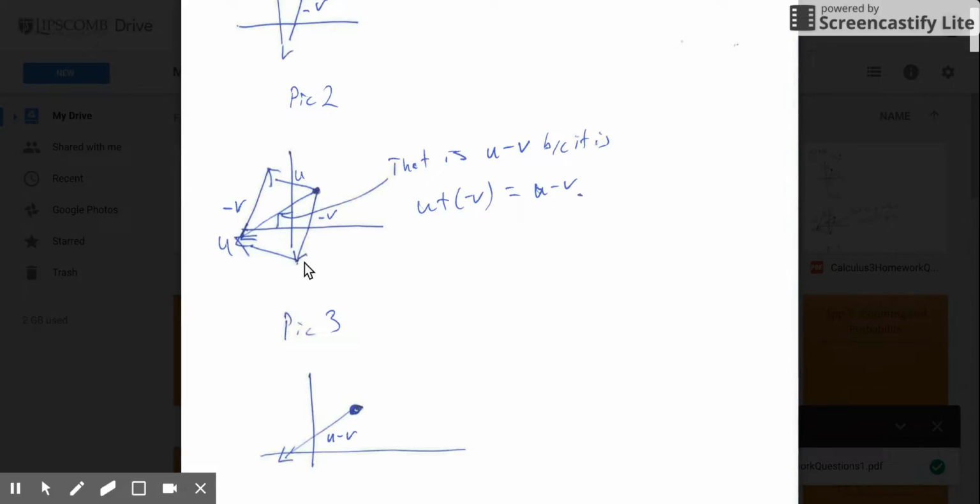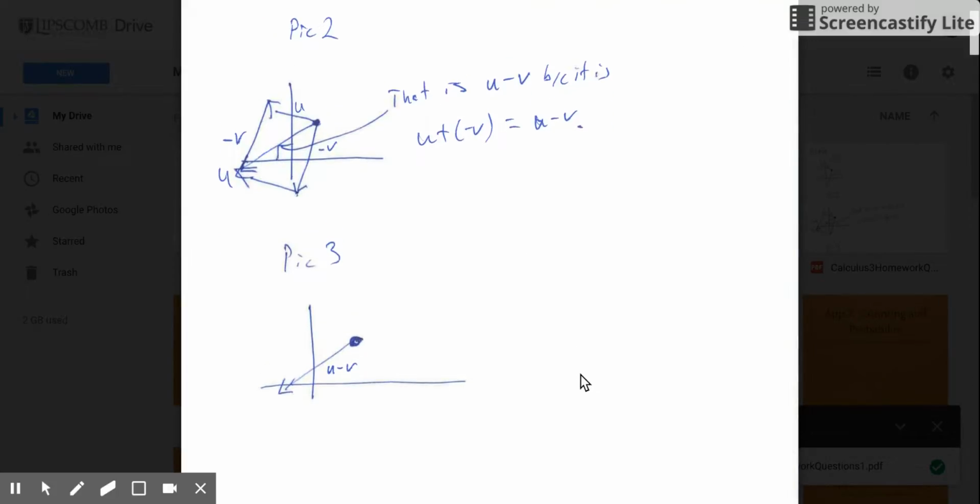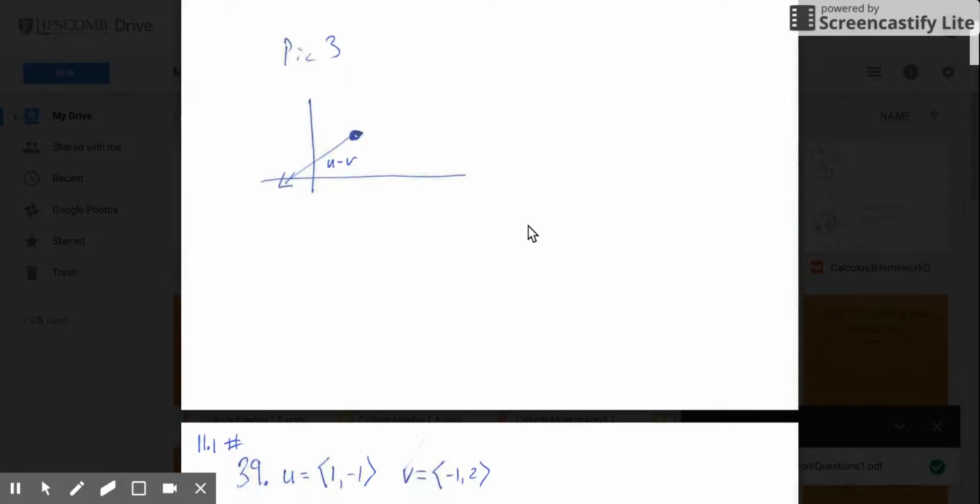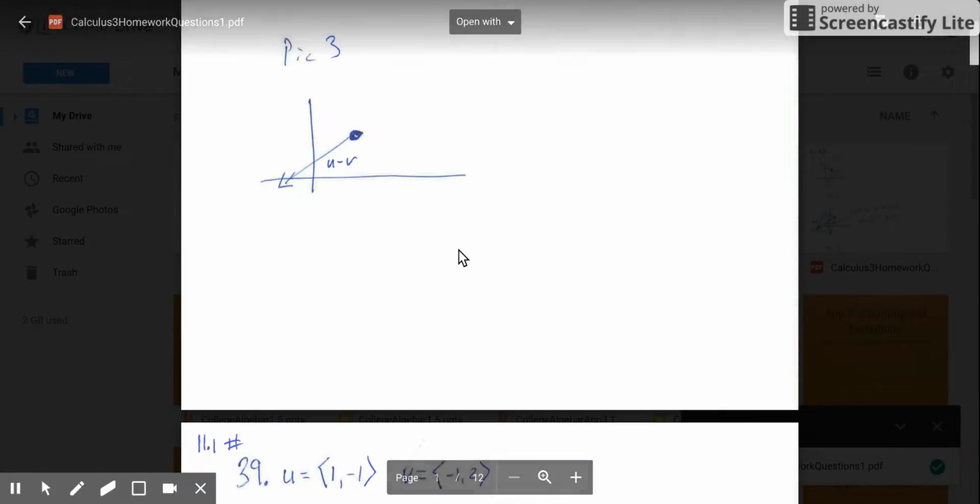So here's minus v right there. So the sum of u and minus v would be this diagonal, okay, using our geometric interpretations. And so my last picture is actually our answer here, which would be the picture of u minus v.